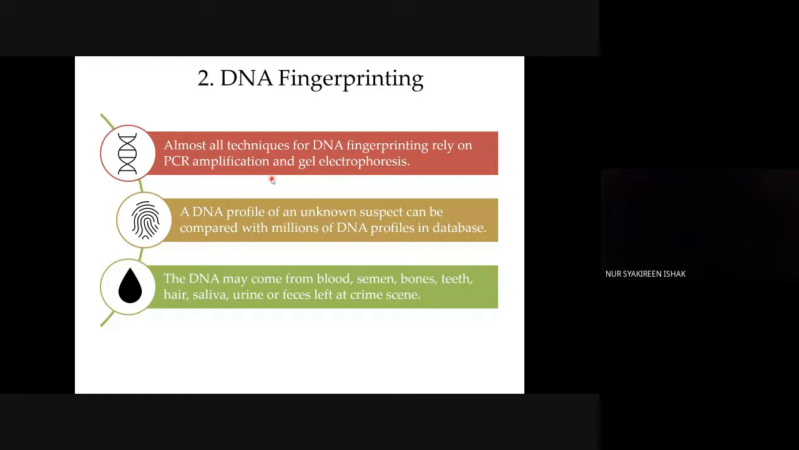Tapi DNA sample yang awak dapat ni sangat sikit sebab you get that from a crime scene. So you have limited amount of DNA. So what to do is that you amplify the DNA. How to amplify is through the process of PCR, polymerase chain reaction. Polymerase chain reaction is to make many copies of the DNA sample. Okay, so after you have made many copies of the DNA sample, you insert into the reaction also enzyme. Can enzyme. So this enzyme will cut the DNA into DNA fragments.